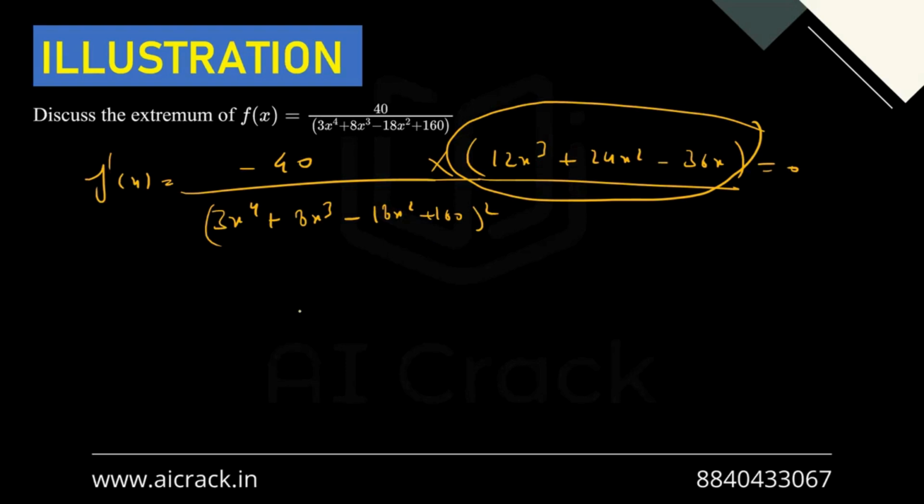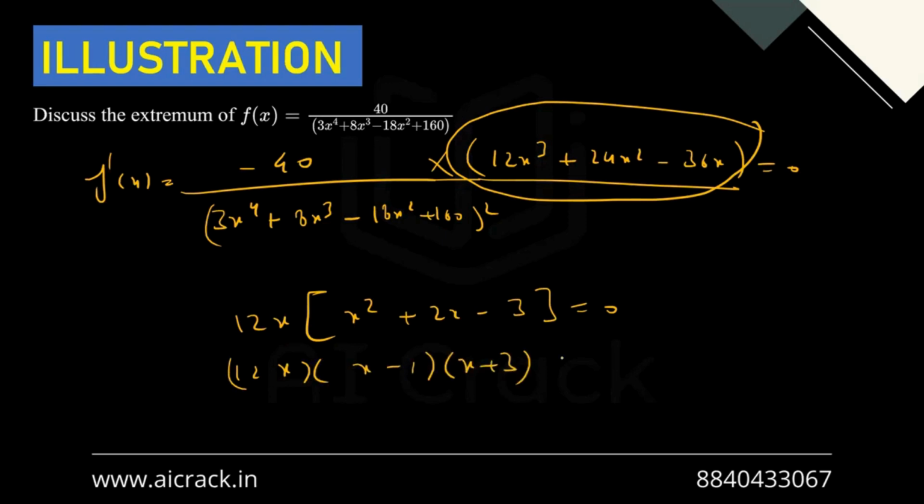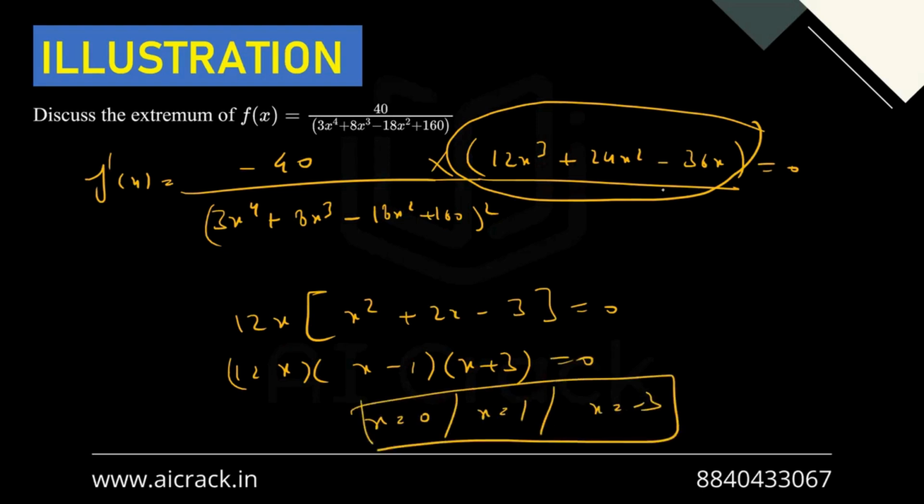So in the numerator we have 12x^3, or let's say 12x times (x^2 plus 2x minus 3), right? This is equal to 0. So this is 12x multiplied by (x minus 1) and (x plus 3), equal to 0. So x equals 0, or x equals 1, or x equals minus 3. These are the 3 points where this derivative is becoming 0. That's just one part of the equation, right?